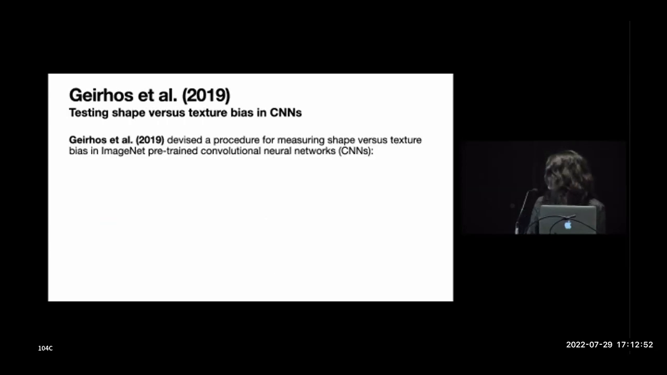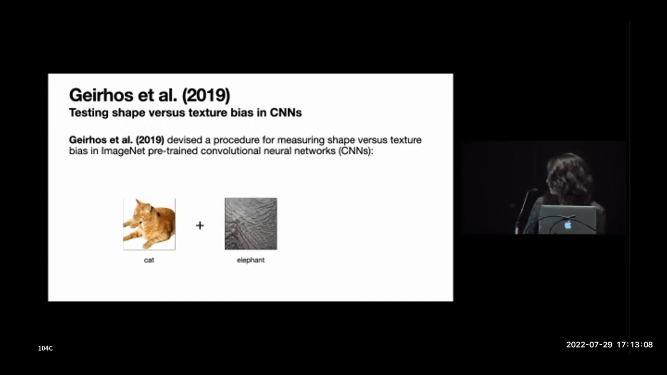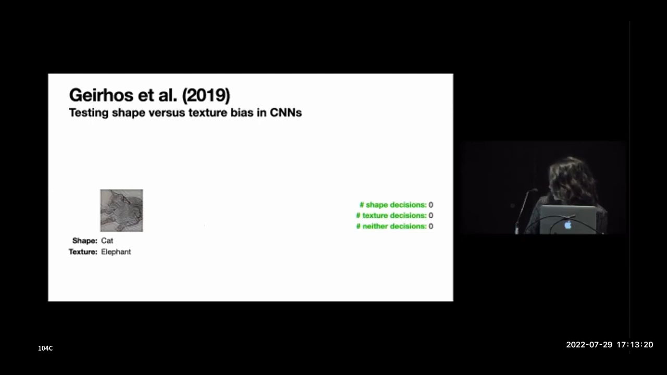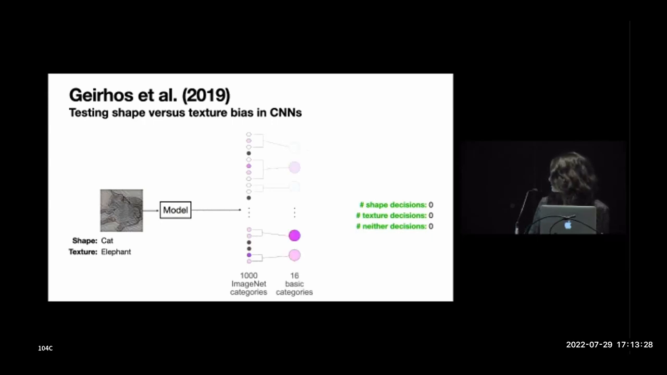So in particular, in 2019, Geirhos et al. devised a procedure for measuring shape versus texture bias in ImageNet pre-trained convolutional neural networks, or CNNs. They started by creating a set of test stimuli by taking the shape from one category and overlaying it with the texture of another category to get these cue conflict stimuli, which can be classified either by its shape or by its texture. On a given trial, a cue conflict stimulus is passed through a model to obtain probabilities for the 1,000 ImageNet categories, which are then mapped to 16 basic categories such as airplane, oven, and so on.